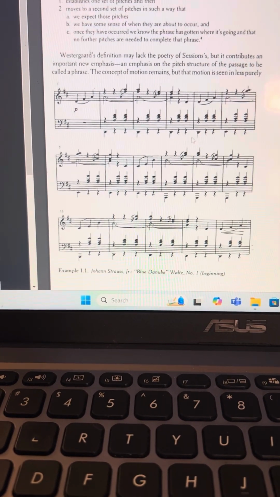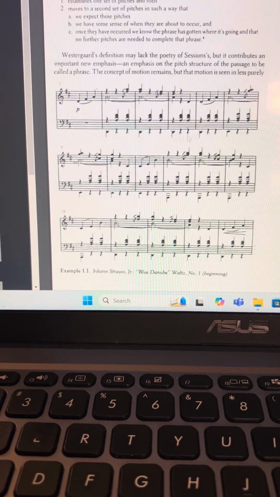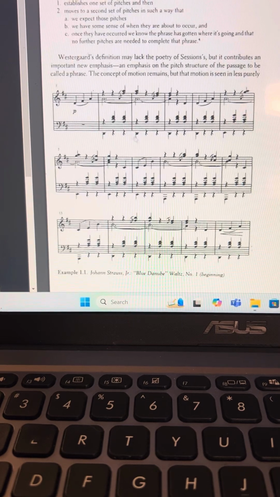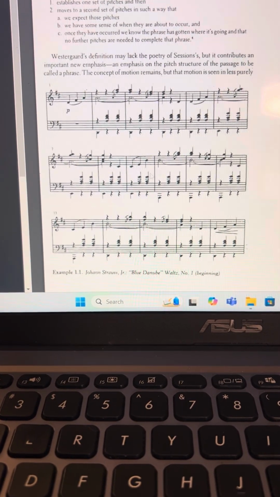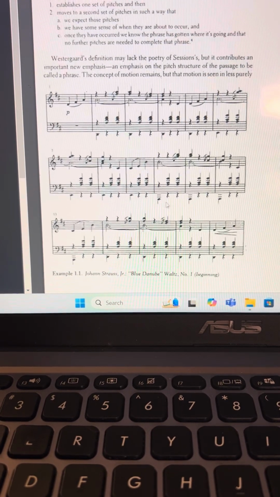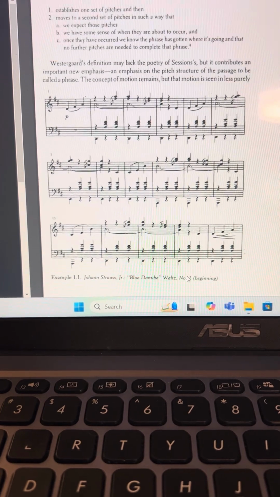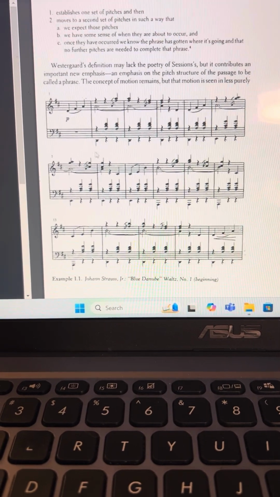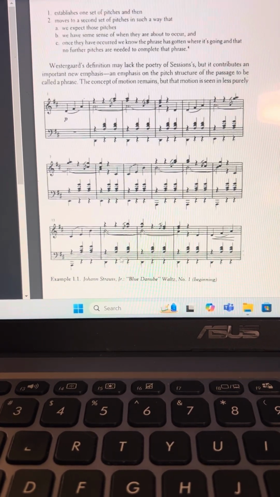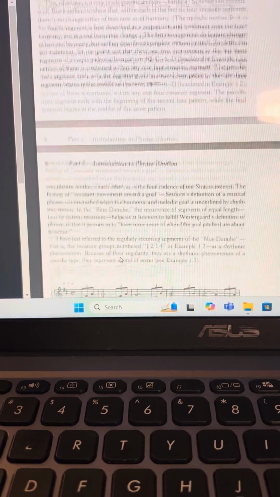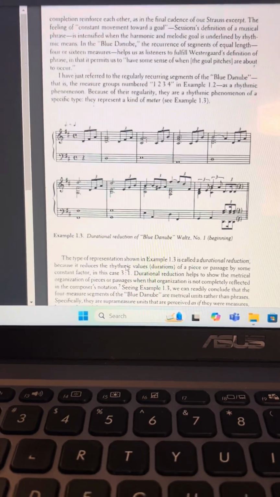And you can see here how this baseline, there's not much progression in these four measures. They pretty much reiterate the exact same type of thing. And then the baseline changes for four measures, and then changes again for four measures, and then changes again for four measures. In fact, we see that it starts here on the 1 in this key of D major, and then ends on a 1 here. So that notation is reflected a little bit in these first four measures.